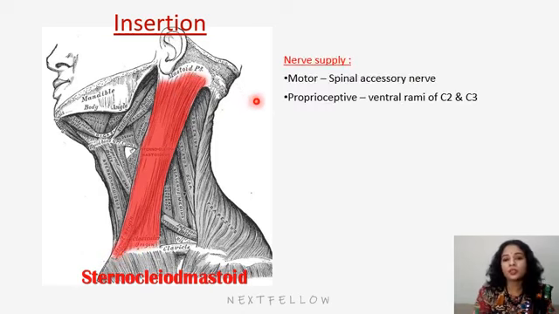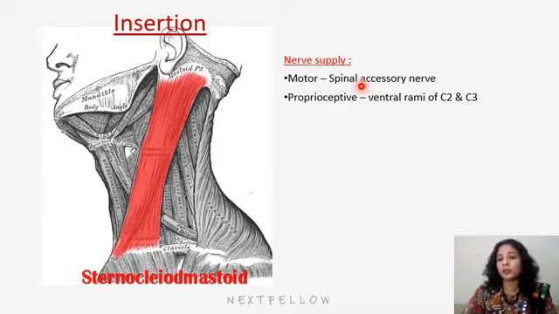Nerve supply to the sternocleidomastoid: motor supply is by the spinal accessory nerve. So the 11th cranial nerve, that is the spinal part of the 11th cranial nerve, supplies the motor supply. Proprioceptive fibers come from the ventral rami of C2 and C3. So proprioception, that is the position sense, is because of the ventral rami of C2 and C3 from the cervical plexus.